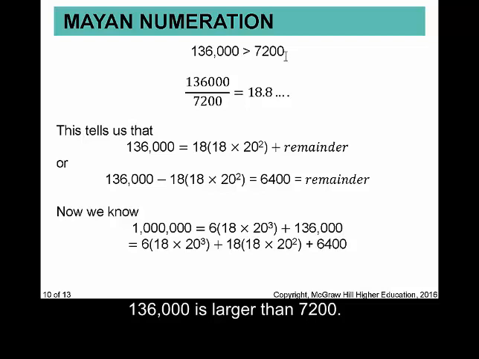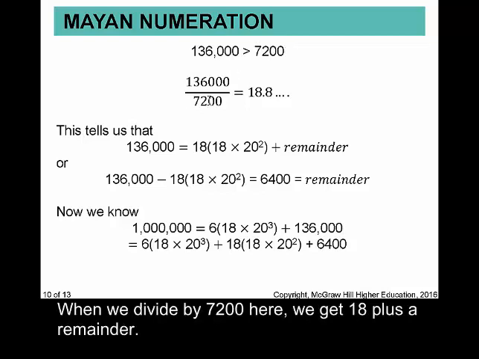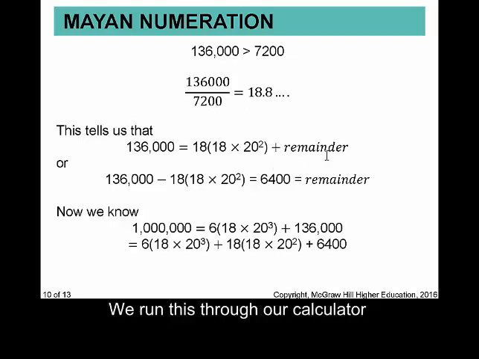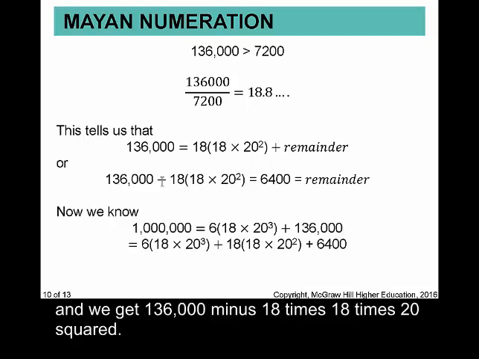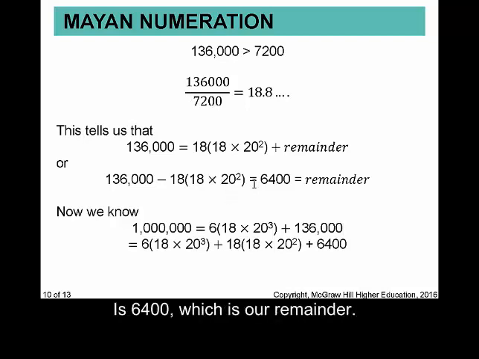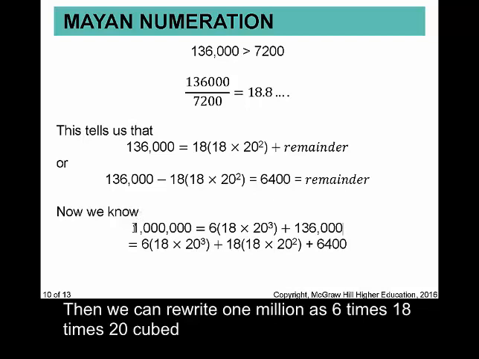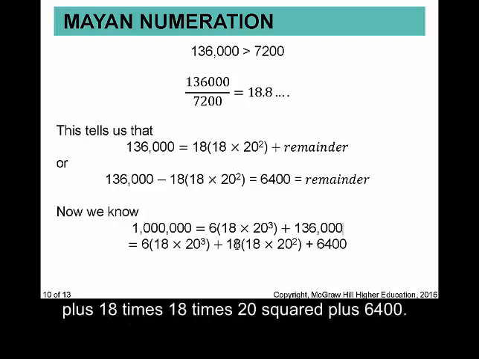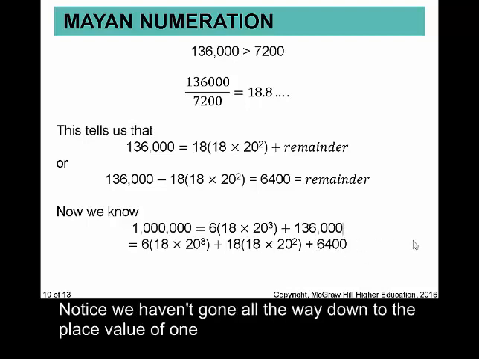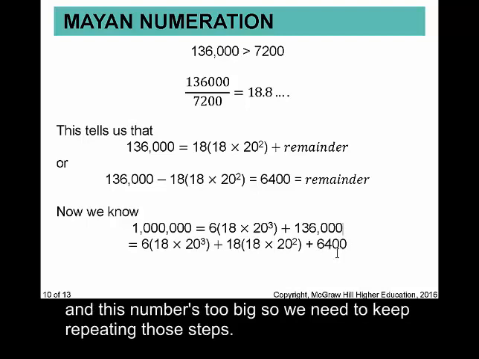136,000 is larger than 7,200. When we divide by 7,200 here, we get 18 plus a remainder. We run this through our calculator and we get 136,000 minus 18 times 20 squared, that's 7,200, is 6,400, which is our remainder. Then we can rewrite 1 million as 6 times 18 times 20 cubed plus 18 times 20 squared plus 6,400. Notice we haven't gone all the way down to the place value of 1, and this number's too big, so we need to keep repeating those steps.